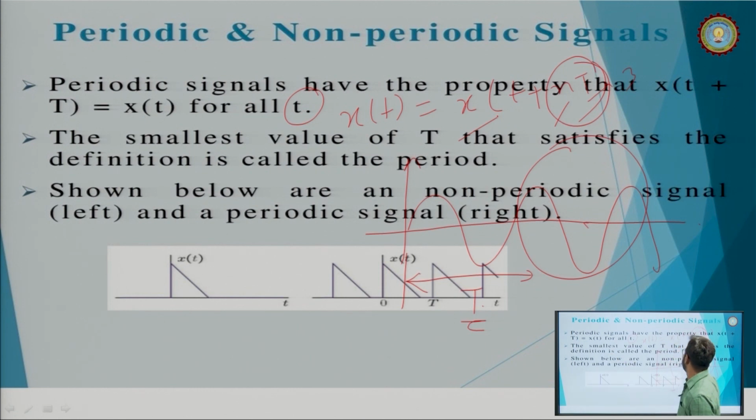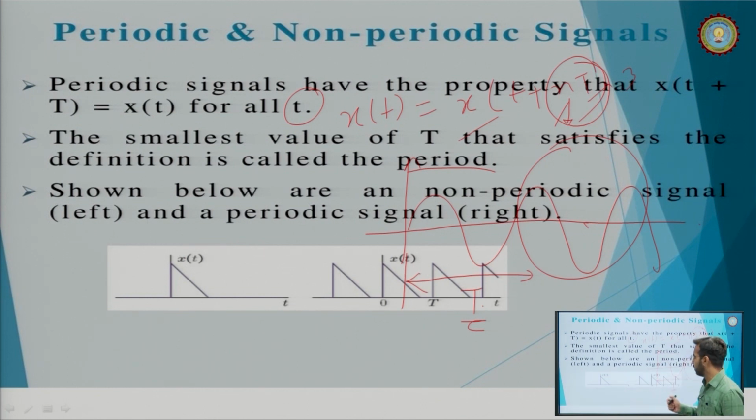The smallest value of T that satisfies the definition is called the period. What have I defined as period? See, if you keep n equal to 1, means the smallest time interval, the first cycle, when that first cycle has started and completed its duration, that time duration is called the period of that signal, or you can call it the fundamental time period.